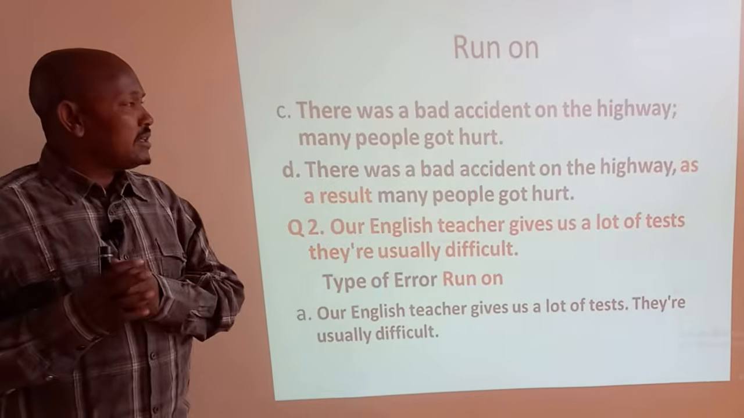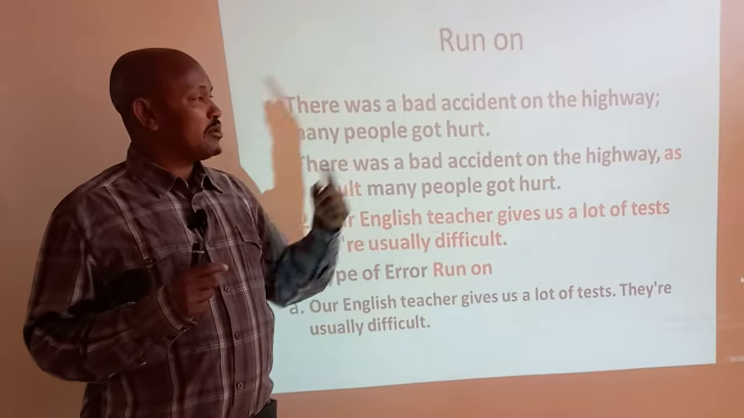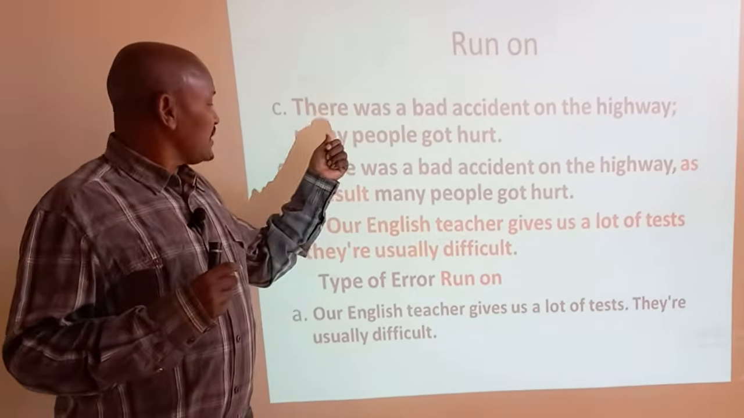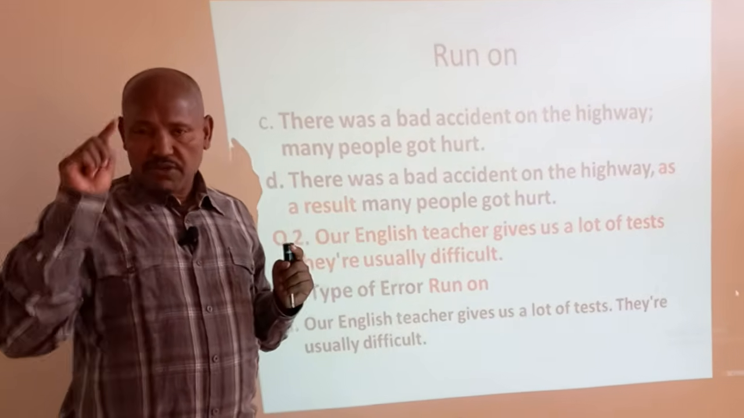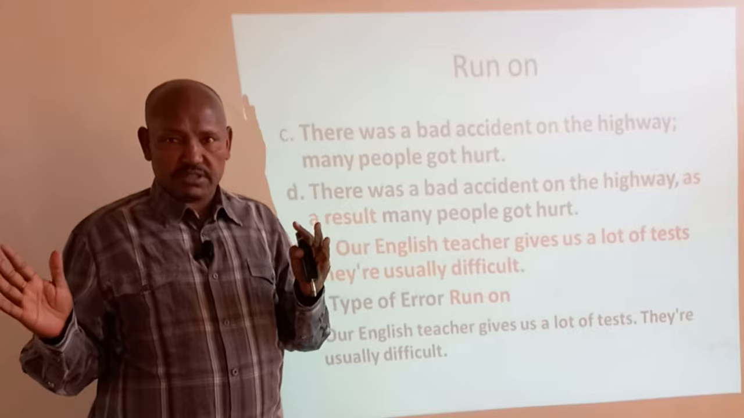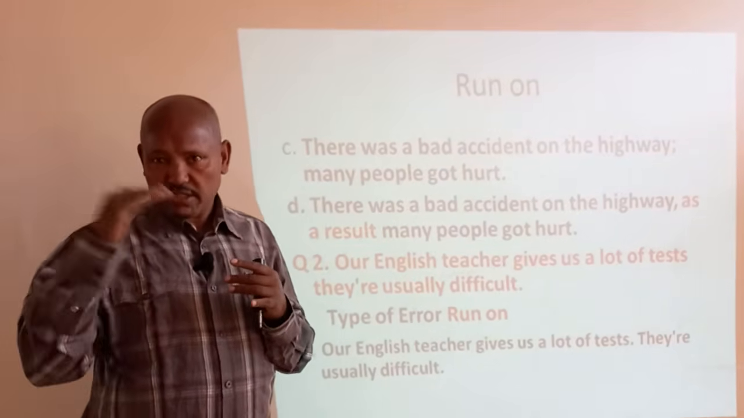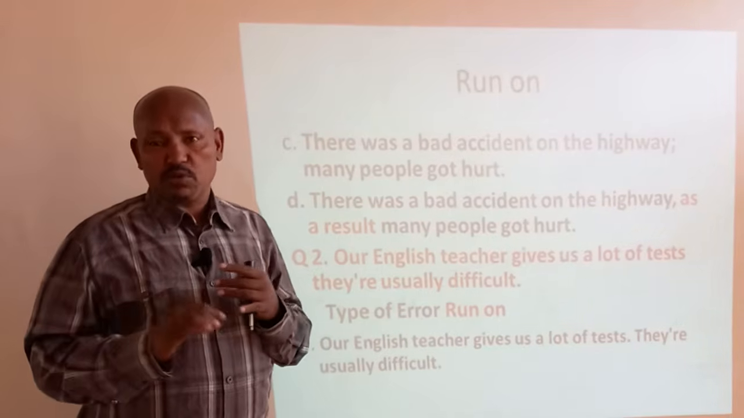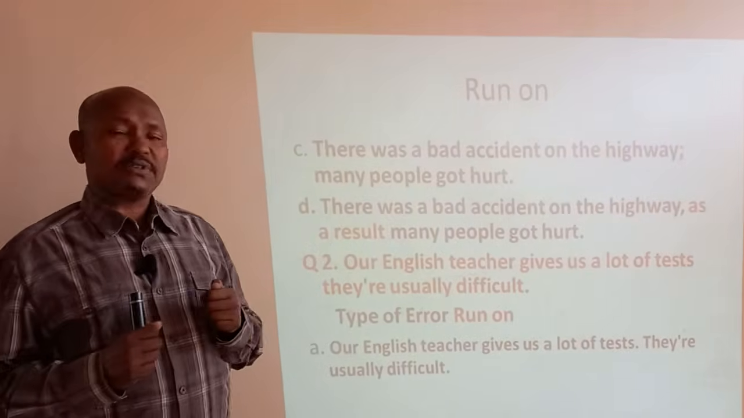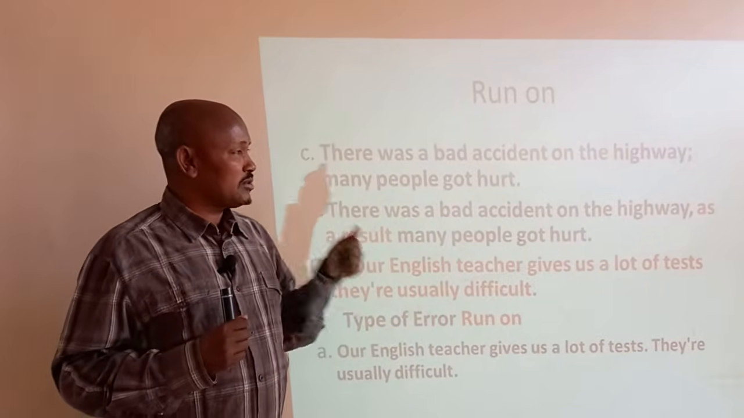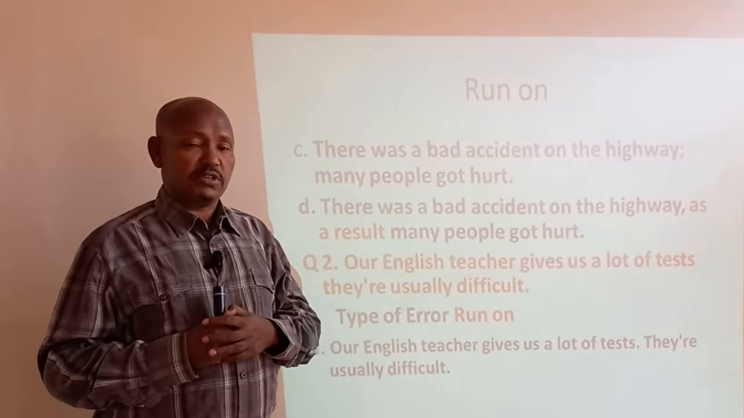The third one: there was a bad accident on the highway, semicolon, many people got hurt. So there is a semicolon between the two independent clauses if the second clause is related to the first clause. The function of a semicolon is not to separate words or phrases. But if the second clause is related to the first one, we had better use a semicolon. So this is also another way. The first letter cannot be capitalized when we join the two clauses with a semicolon, so M should be written as a small letter.